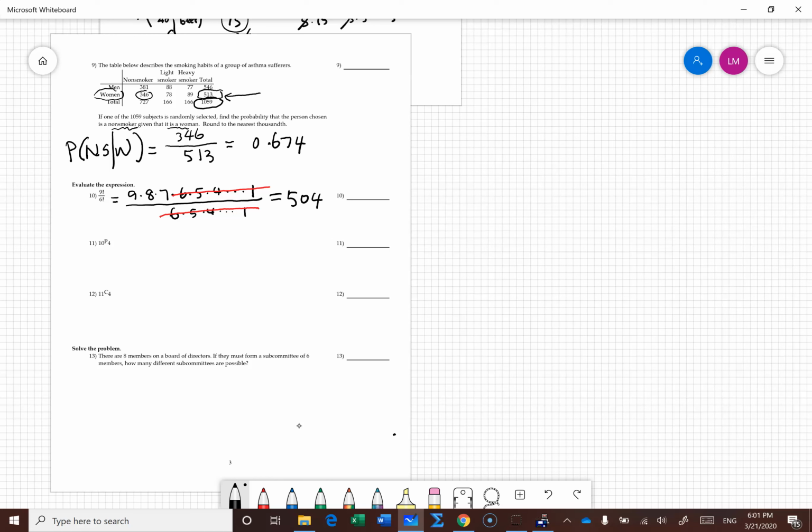Okay. Next one, 10P4. Now I'm going to show you in the calculator, but what is the meaning of this? This is 10 factorial over 6 factorial. Where's 6 from? 10 minus 4. So it is nPr, meaning n factorial over n minus r factorial.